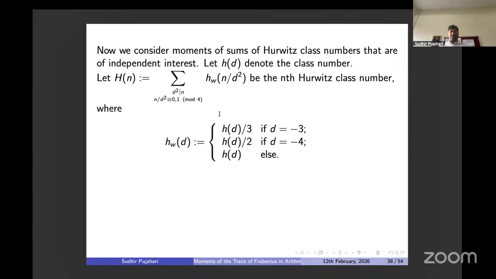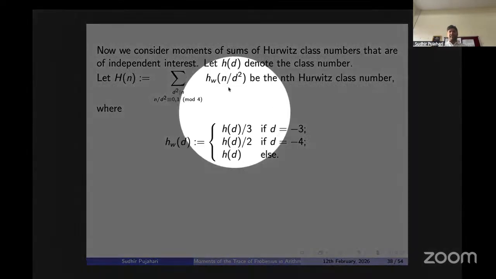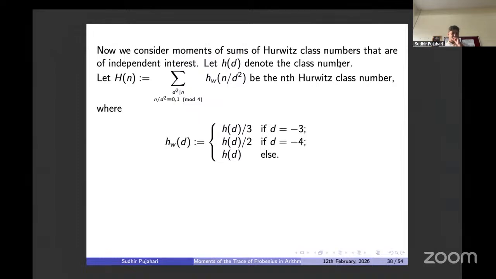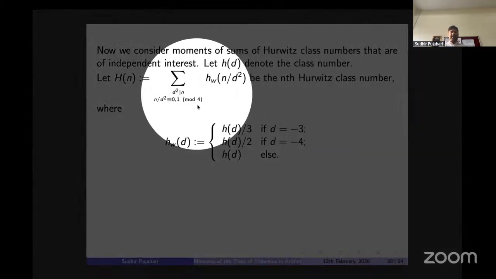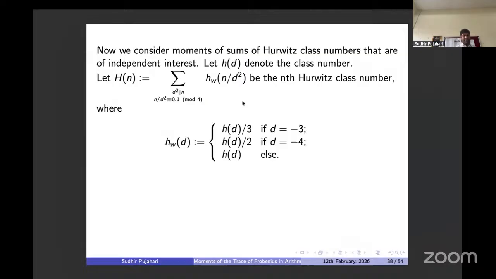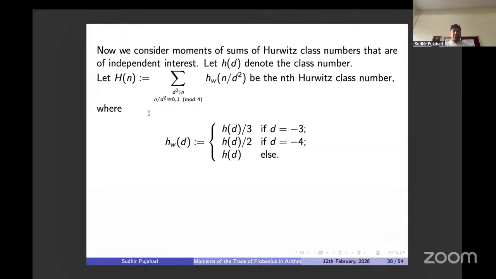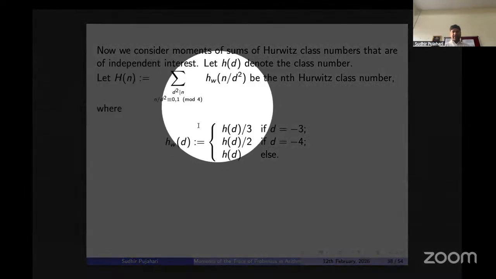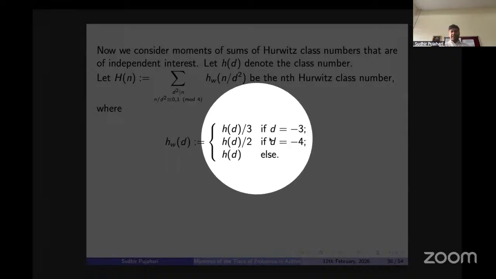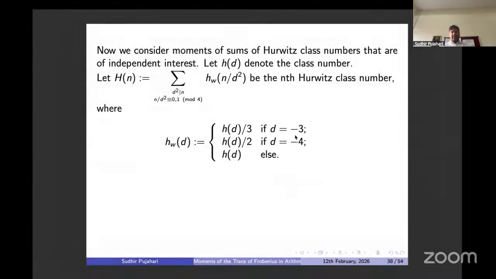The small h is the classical class number of an imaginary quadratic field, and H of n is a weighted sum of the classical class numbers. The sum has a little restriction: d squared divides n, so that n by d squared is congruent to 0 or 1 mod 4, and there is a little weight on the sum, which is 1 over 3 if d is minus 3, and so on. Here d is the negative discriminant, the class number of the imaginary quadratic field, but for convenience we are writing just h of d.